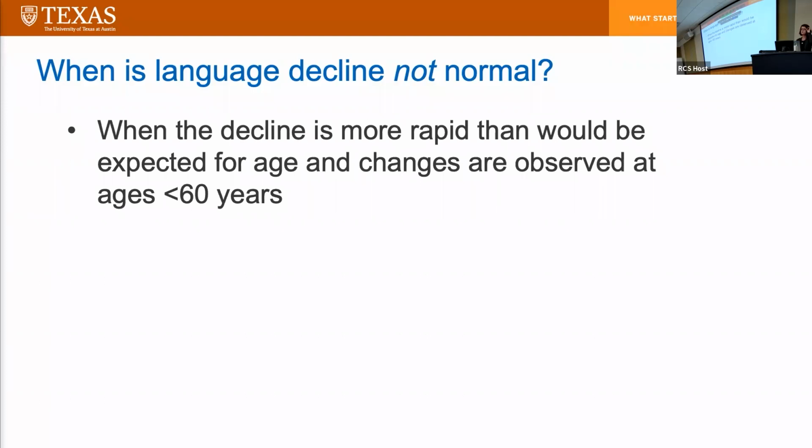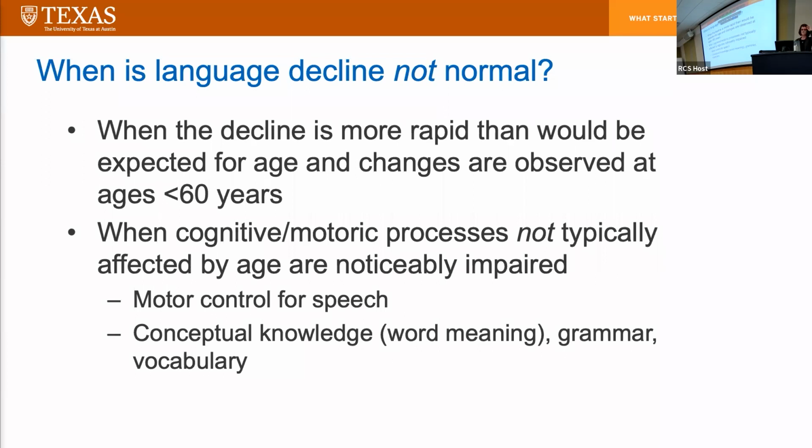So we get worried when the changes are rapid. With healthy aging, these subtle difficulties with language production emerge gradually over time. If we see sudden changes or rapid changes, we get worried. We also get concerned if we see changes under the age of 60 years. We also get worried when cognitive and motoric processes that aren't typically affected by healthy aging are noticeably impaired.